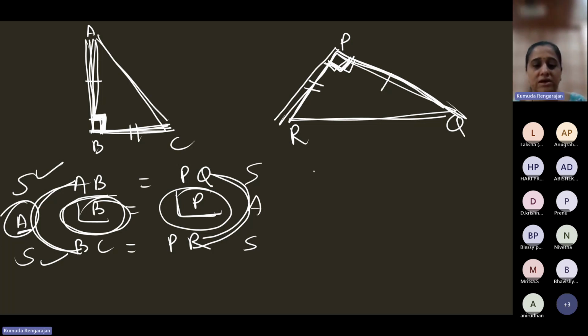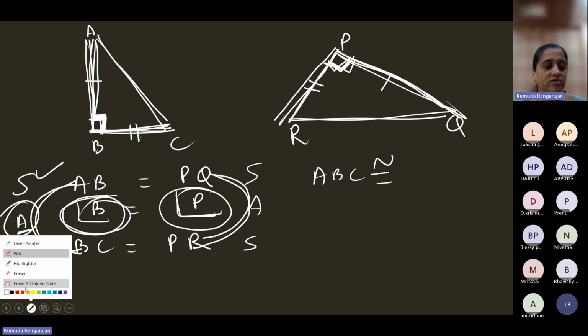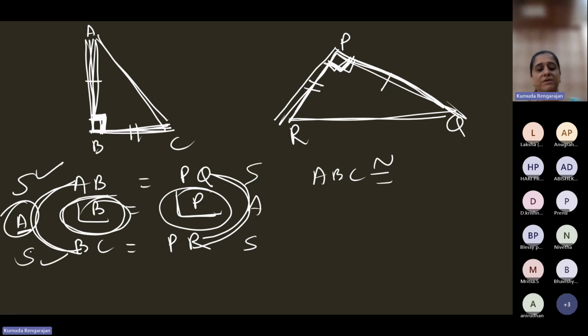So here it will be triangle ABC is congruent to triangle... Tell me the correct order, children. If I write ABC, it's congruent to? Ma'am, PQ. Ma'am, QPR. QPR.